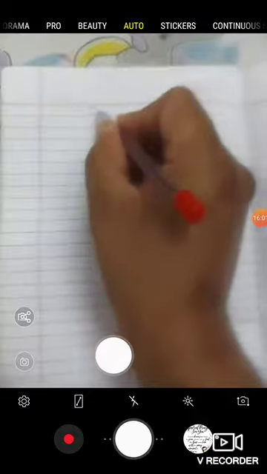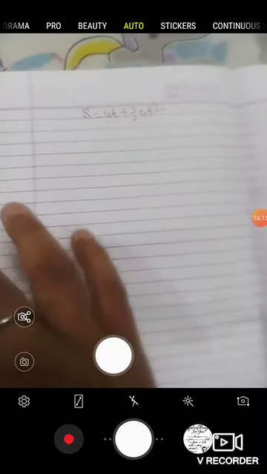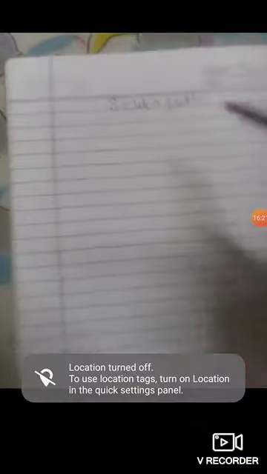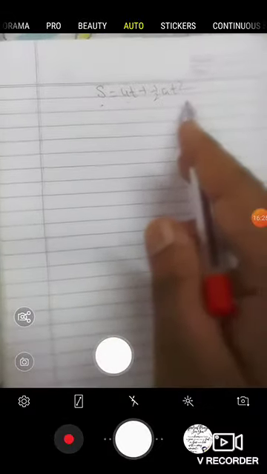The next derivation is s is equal to ut plus half at square. The same derivations I will explain to you also with the help of a PPT, but here I am explaining in the video lecture also, so understand it carefully. Now in this, again we can find s is equal to ut plus half at square.